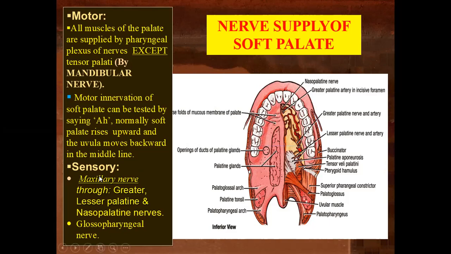Now coming to the sensory supply of the soft palate. It is supplied by the maxillary nerve through the greater palatine, lesser palatine, as well as the nasopalatine nerves, and by the glossopharyngeal nerve. These are the two nerves which supply it: the maxillary nerve and the glossopharyngeal nerve.